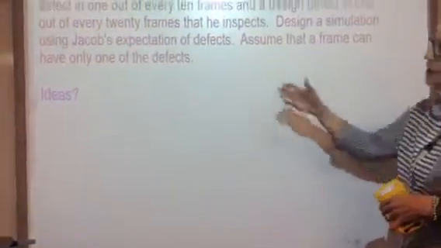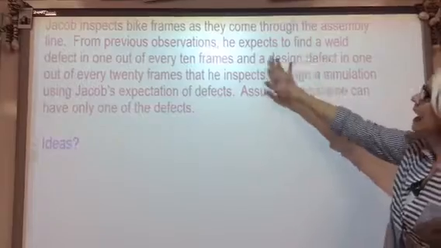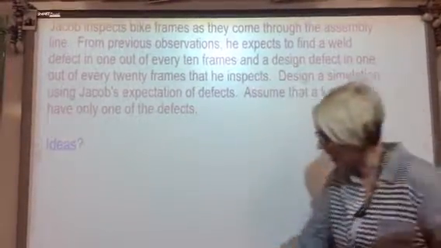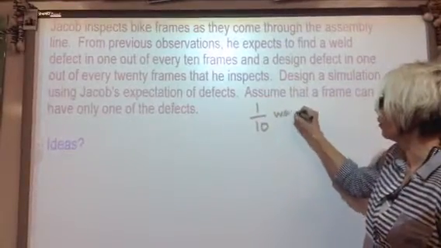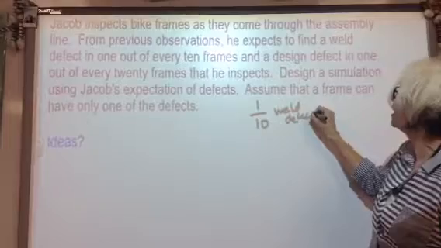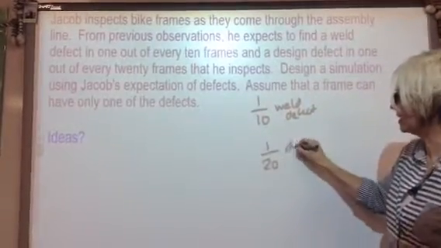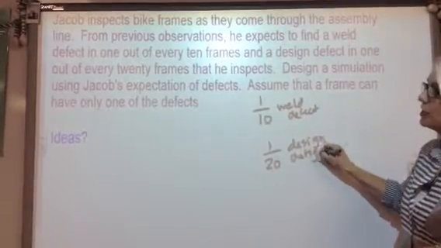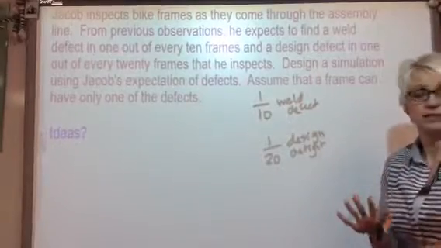In this situation, Jacob is inspecting bike frames as they come through the assembly line, and from previous observations, he expects to find a weld defect in 1 out of every 10 frames. So 1 out of 10 is going to have a weld defect, and a design defect in 1 out of every 20. So 1 out of 20 has a design defect. Now, design a simulation using Jacob's expectation of defects and assume that a frame can only have 1 defect.